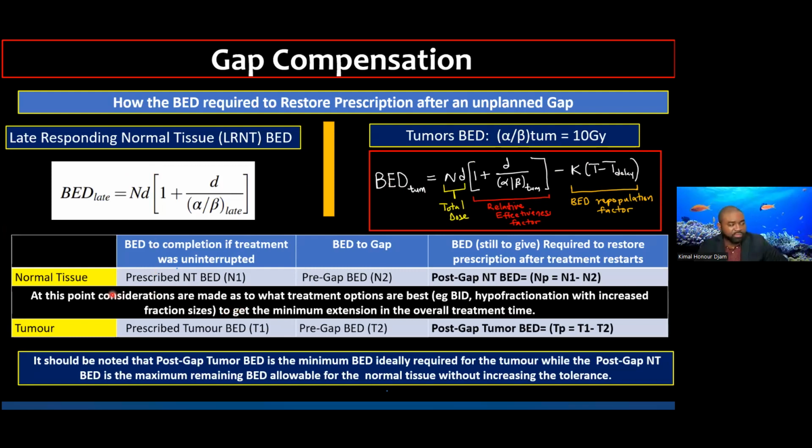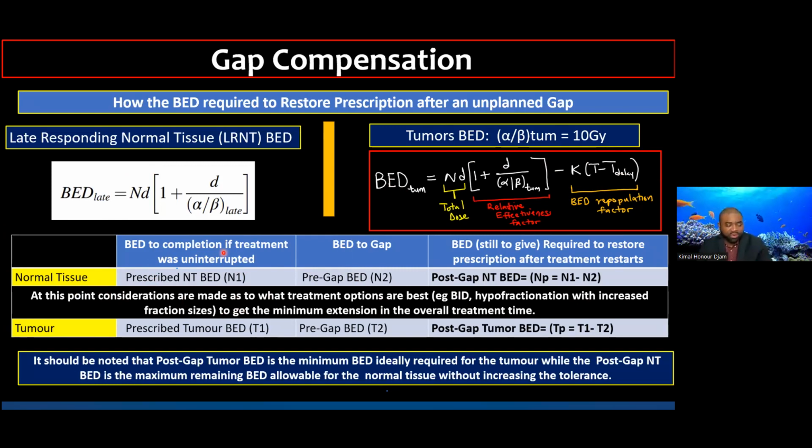In order to make the process of calculation a lot easier to follow, I have broken this down into 3 sections for every category: normal tissue and tumors. Let's begin first by looking at the normal tissue. First, you have to divide the period into 3. You have the BED to completion if there was no interruption. We need to calculate that. I will call it the prescribed normal tissue BED.